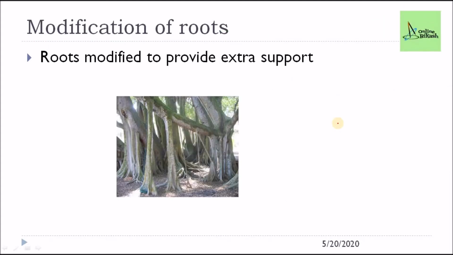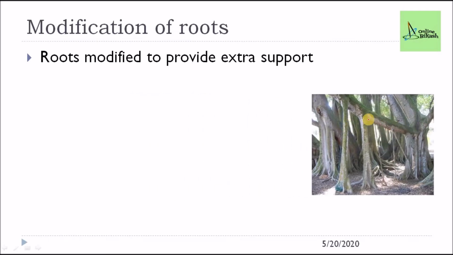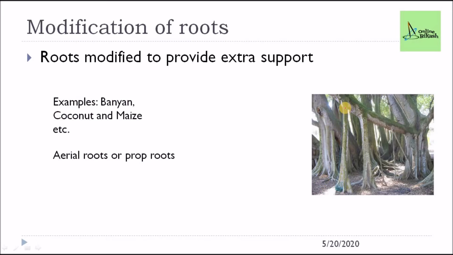Now, modification of roots. We have learned that some roots modified themselves to store food, but in some other plants the roots modified themselves to provide extra support. Here in this figure you can see a banyan tree, the great banyan tree. This is the main plant. This is a branch, and these are actually roots. These roots converted into a single plant, yes or no? Actually they are providing extra support to this plant.